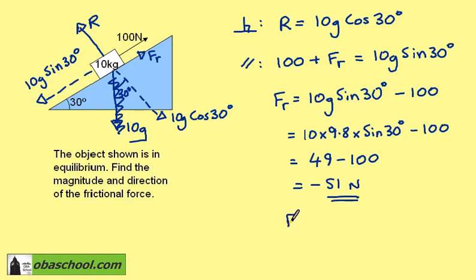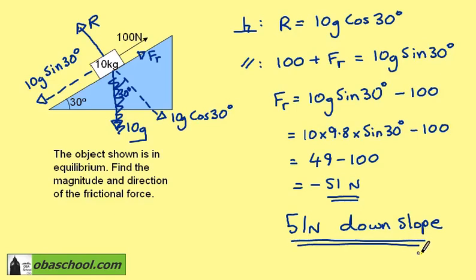The minus indicates that we got the force in the wrong direction on the diagram, so our frictional force is 51 newtons down the slope and not up the slope as originally drawn.